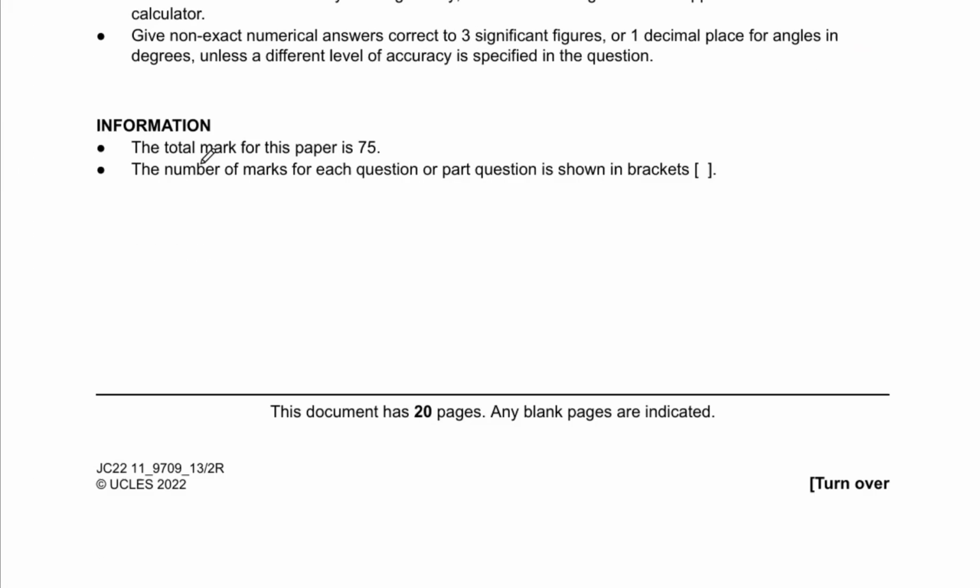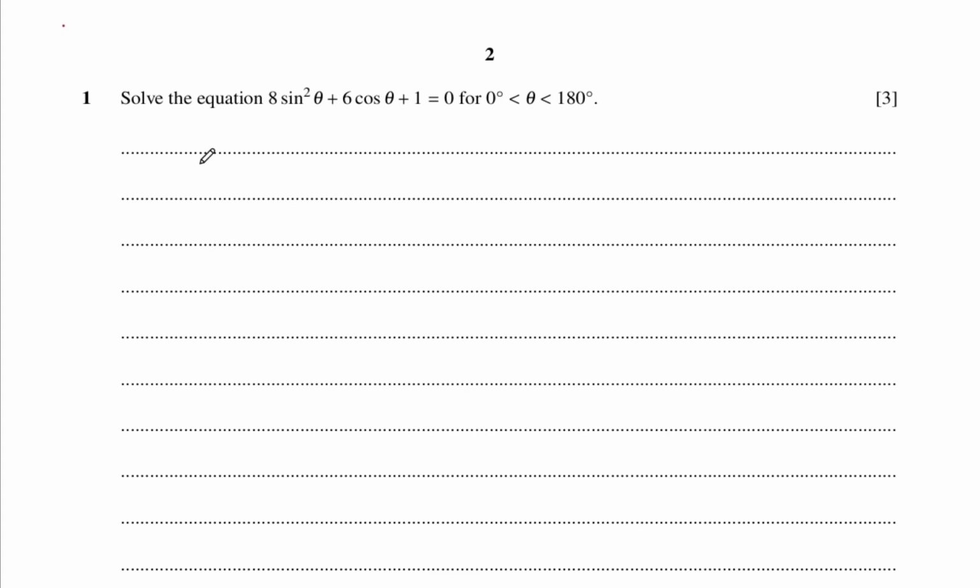I'm going to start today's past paper, October-November, 9709 Pure Mathematics Paper 1. The first question is: solve the equation 8 sin² θ + 6 cos θ + 1 = 0, in the range 0 degrees to 180 degrees. First of all, as we know, sin² θ is always equal to 1 minus cos² θ, so 8(1 − cos² θ) + 6 cos θ + 1 is equal to 0.